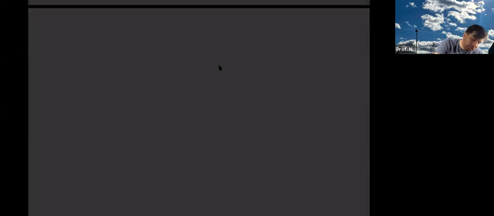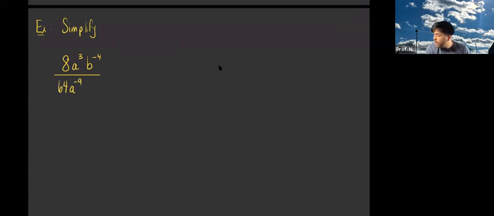Okay, and let's simplify one more of these guys. So this is the one that everyone likes, right? Things that look like this. So 8a cubed b to the negative 4, divide that by 64 a to the negative 9 b squared. Parentheses, raise that now to the 2/3.